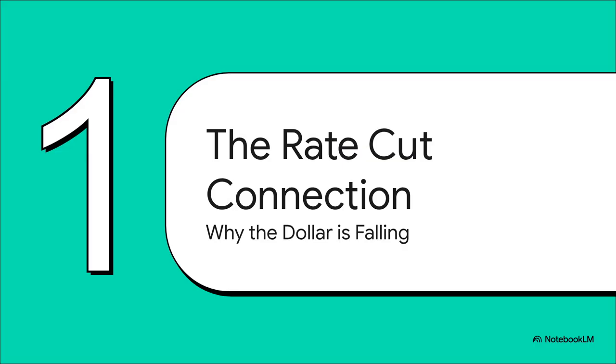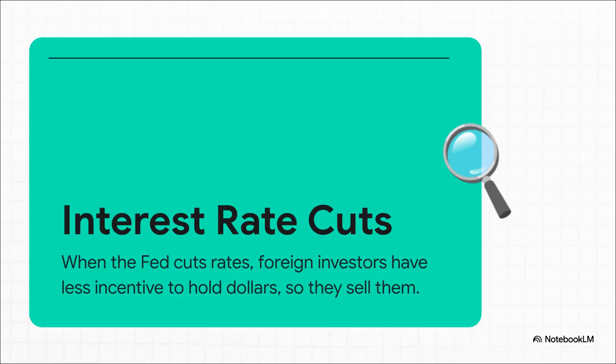Okay, so at the very core of his argument is the Federal Reserve and its interest rate policy. He's claiming there's a direct link between the Fed's actions, which by the way he says are being influenced by the president, and this weakening dollar. So how does this work exactly? Well, the author says it boils down to basic economics. When the Fed cuts interest rates, holding US dollars just becomes a lot less attractive for foreign investors who are looking for higher returns. So what do they do? They sell their dollars. This floods the market, and, simple supply and demand, the currency's value gets pushed down.